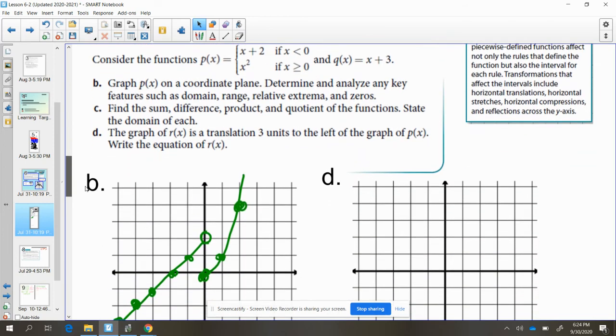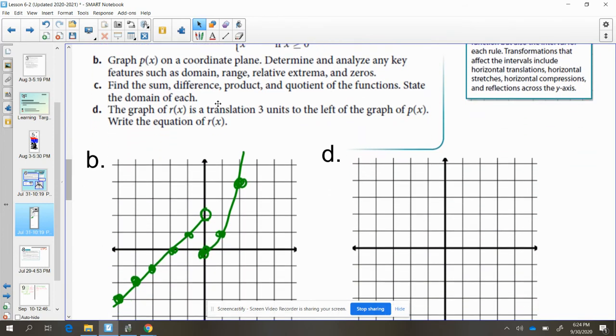Now, part B wants us to also talk about some key things here. Domain and range, all real numbers, because we do end up eventually filling this in here. We have a relative 0 here at 0, 0. We have a 0 here at negative 2. Those are both filled in, so those are our zeros. Relative minimum of the graph here at 0, 0, but really, these graphs eventually go off to positive infinity, so that's not the absolute minimum or anything like that. It's just the one we see on the graph.